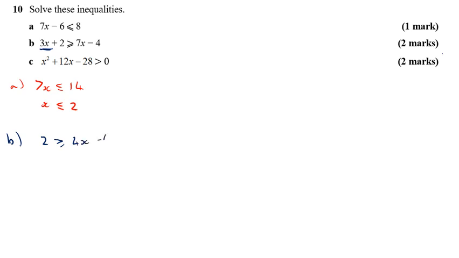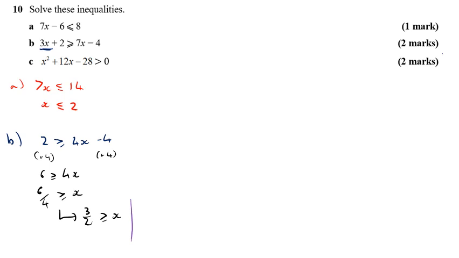4x minus 4. I would then want to add 4 to both sides, giving 6 is greater than or equal to 4x. We can then divide both sides by 4, giving 6 over 4 on the left. This then can be written as 3 over 2. Now, finally, this is saying that 3 over 2 is greater than or equal to x.